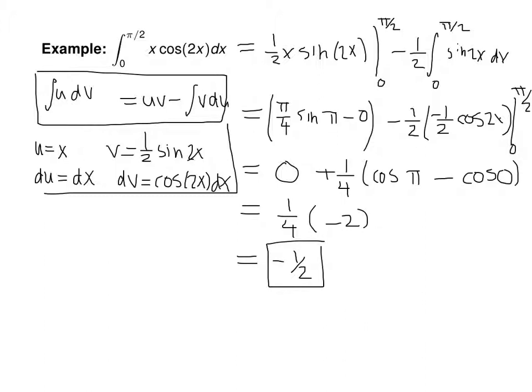And it's okay if definite integrals are negative, because this definite integral represents a signed area under the curve x cosine 2x between 0 and pi halves. This negative 1/2 just means that overall that curve is more below the x-axis than above it.